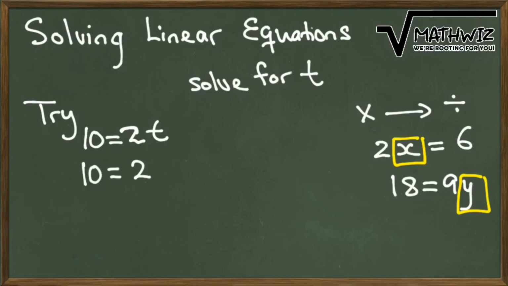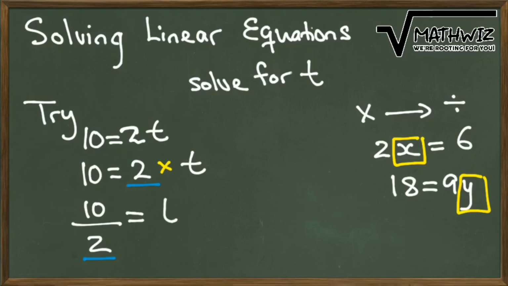All right, so this would be 2 times T. Since the 2 is multiplied, when we take it across, we will divide. All right, and 10 divided by 2 is going to be 5.